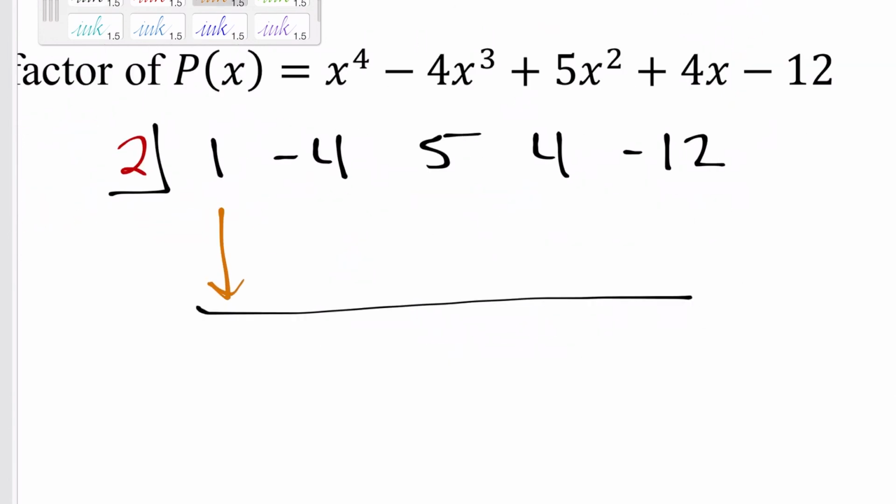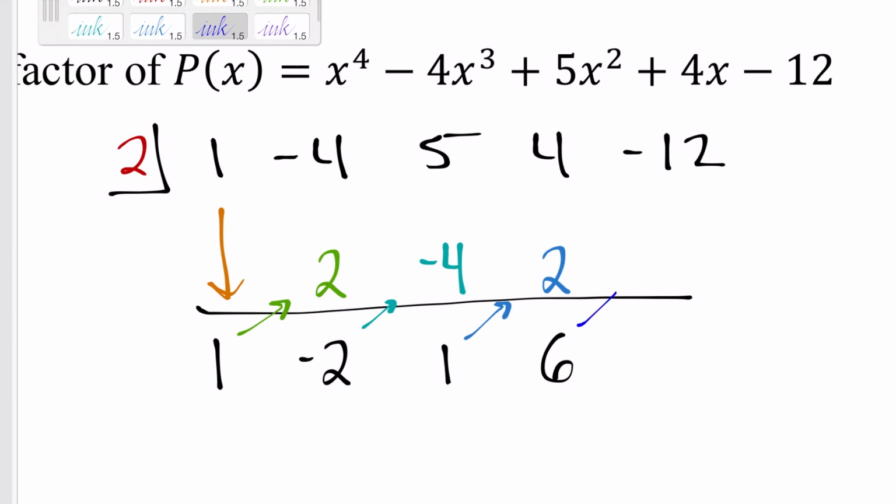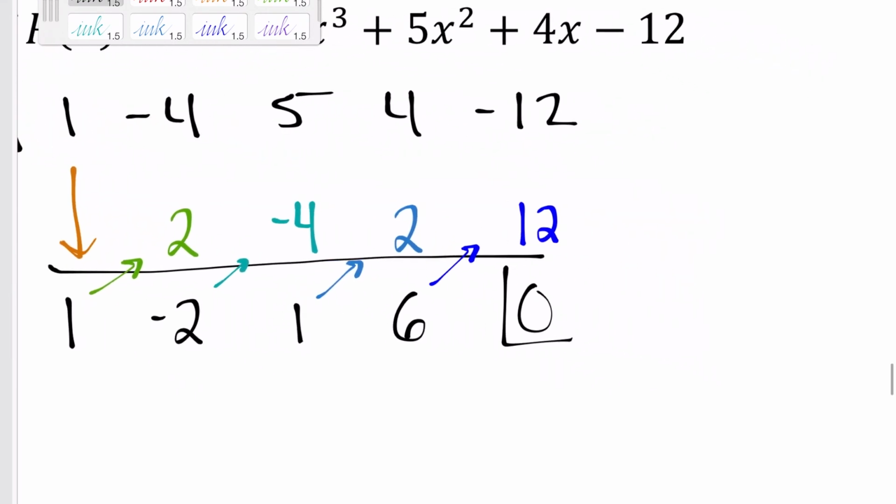Drop it like it's hot. And we do indeed get a remainder of 0, so because my remainder is 0, x minus 2 is a factor.